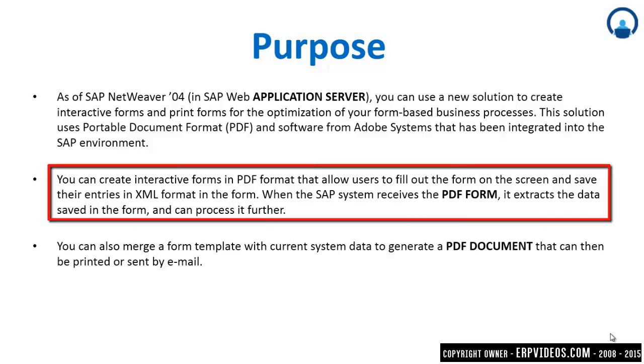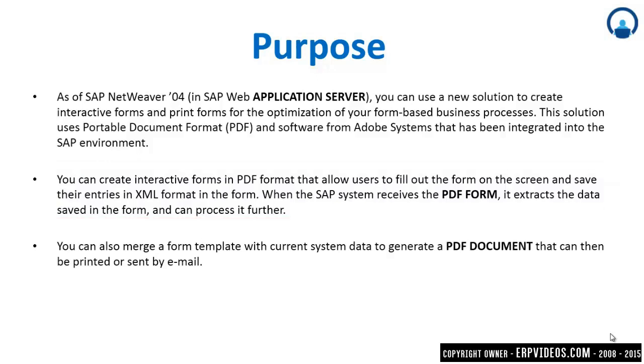Here we can create interactive forms in PDF format that allow the users to fill out the form on the screen and save their entries in the XML format in the form. When the SAP system receives that PDF form, it extracts the data saved in the form and can process it further. So this is how we may serve the data in the form of an interactive form, and along with that the user can fill out the form on the screen and save their entries in the XML format.